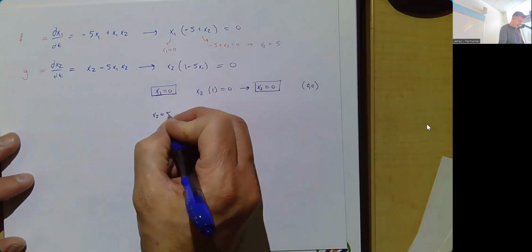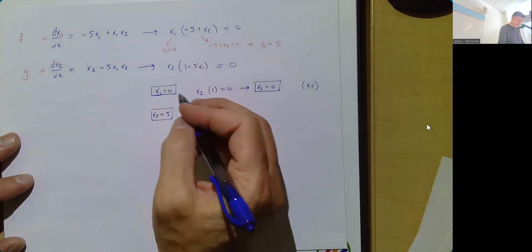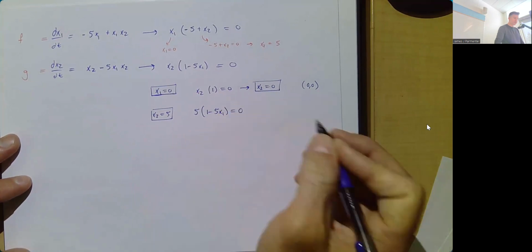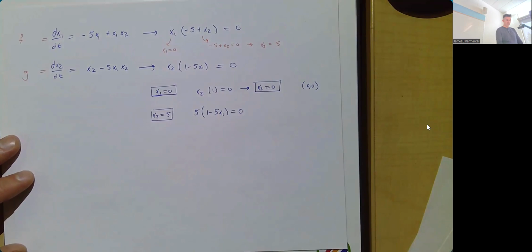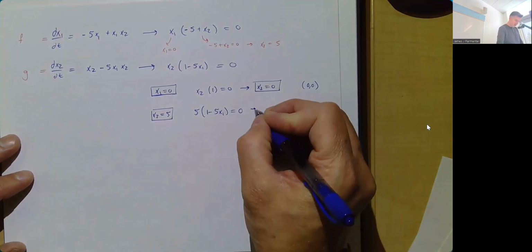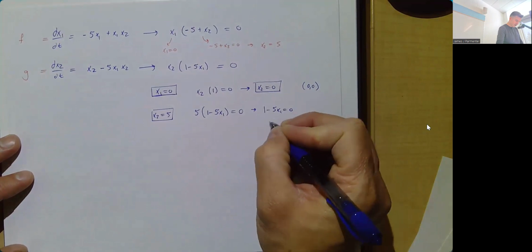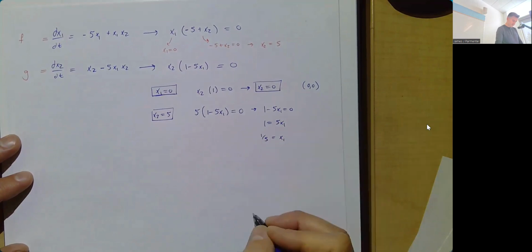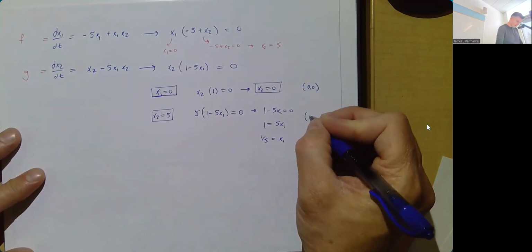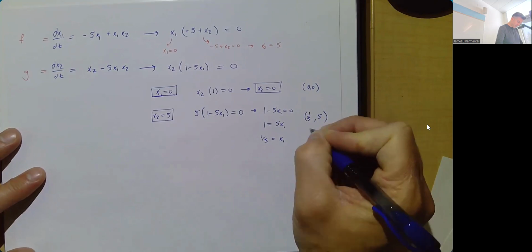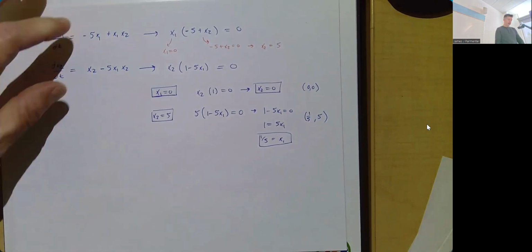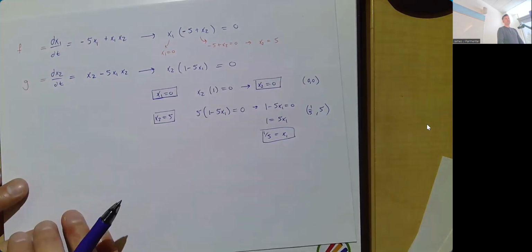Well, if x2 is equal to 5, then this equation becomes 5 times (1 minus 5x1) equal to 0. Divide both sides by 5, or just set this part equal to 0, and you get 1 minus 5x1 equal to 0, 1 equal to 5x1, x1 equal to 1/5. So my other critical point is (1/5, 5). And if you want to check, you can plug either pair of points back into the original system of two equations and get this one equal to 0 and that one equal to 0.